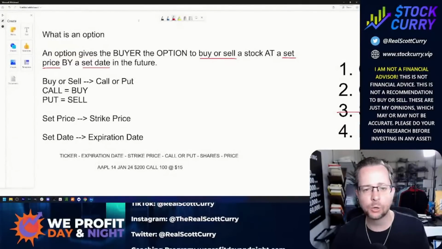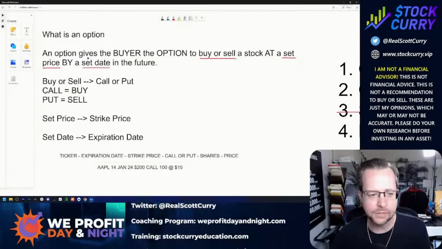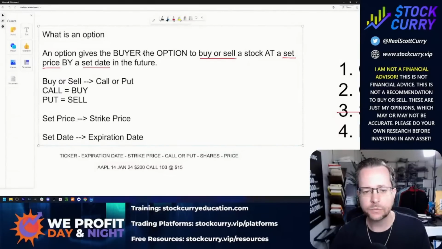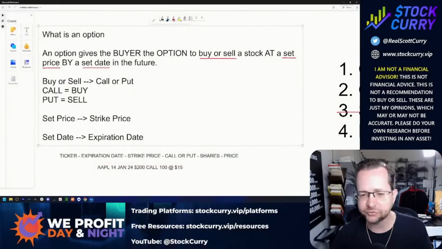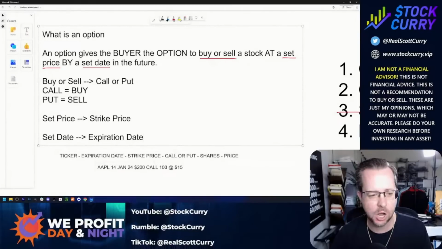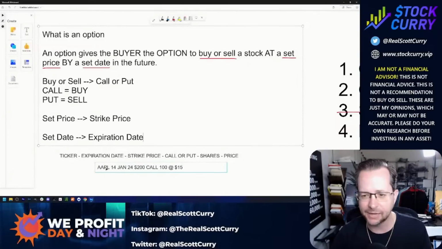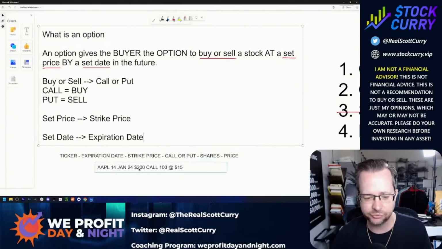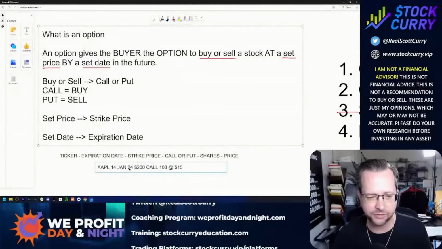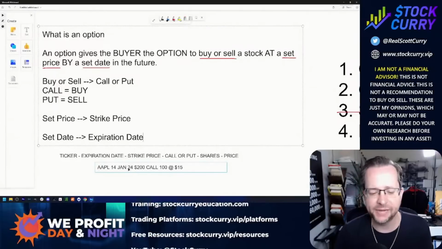Okay. So what is this? This means that this option gives the buyer of the option the option to buy or sell. Well, it's a call, so it gives the right to buy. What stock? AAPL. At what set price? $200. What set date? 14th of January, 2024.